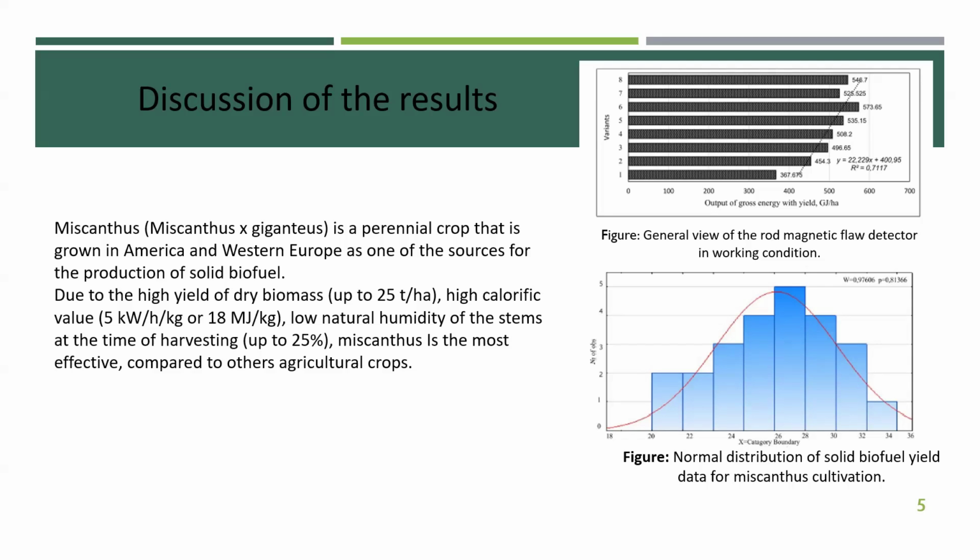miscanthus grows proportionally during the growing season, starting from May and ending in September. And due to the high yield of dry biomass, high calorific value, and low natural humidity of stems at the time of harvesting, miscanthus is the most effective compared to other agricultural crops.